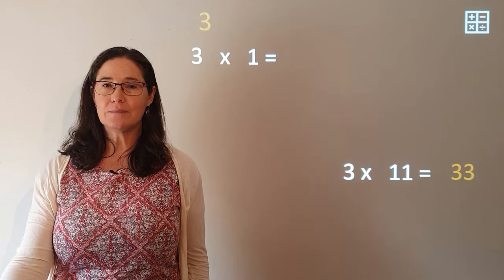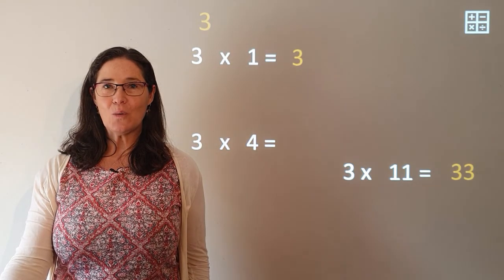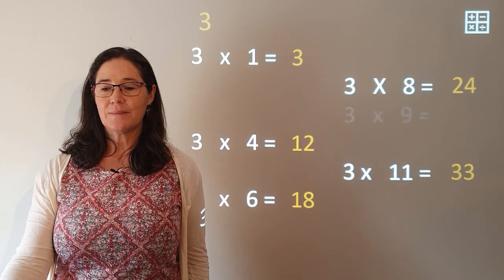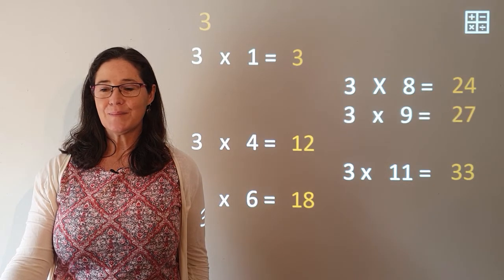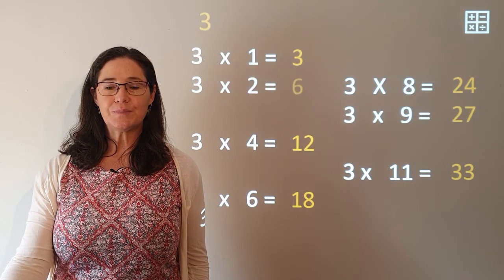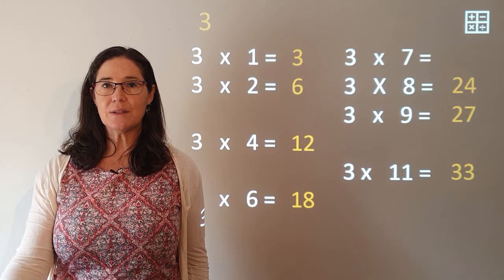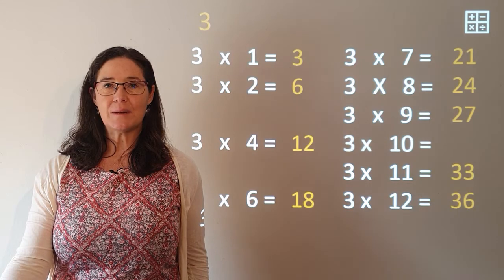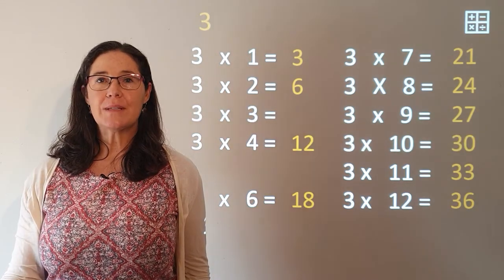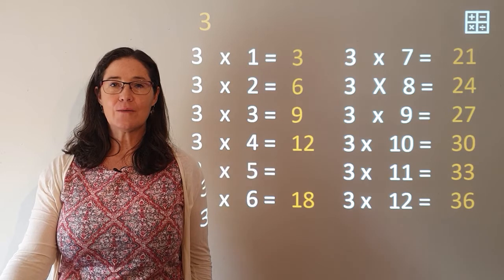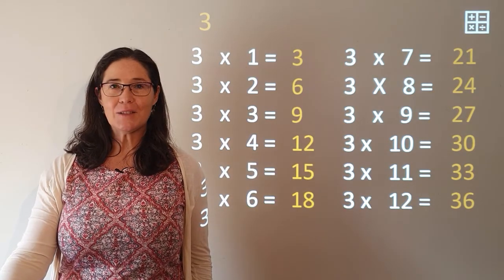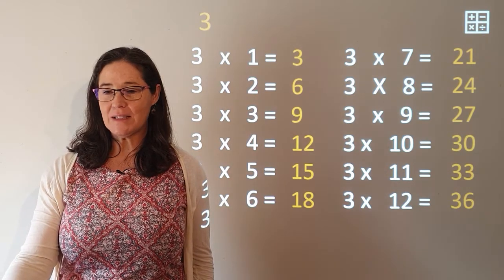3 times 1. 3 times 4. 3 times 8. 3 times 6. 3 times 9. 3 times 2. 3 times 7. 3 times 12. 3 times 10. 3 times 3. 3 times 5. How did you do against the clock and against yourself? Remember, you can get better and better at it.